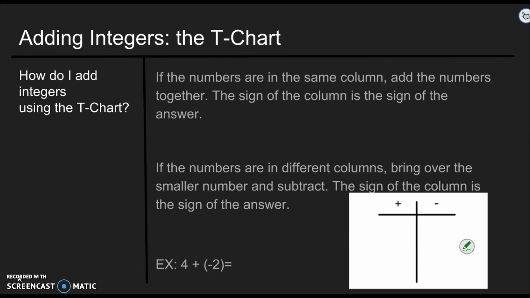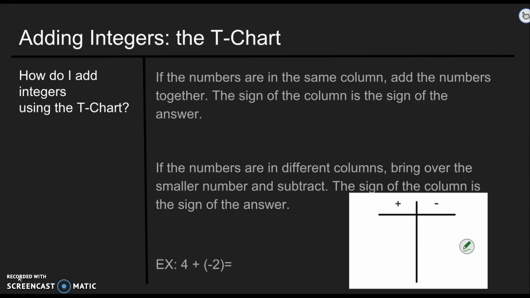All right, how do we add integers using a T-chart? A T-chart is a great method to use if you do not recall your rules for adding and subtracting. If the numbers are in the same column, we add the numbers together. The sign of the column is the sign of the answer. So when adding integers, if our signs are the same, we add and take the sign.